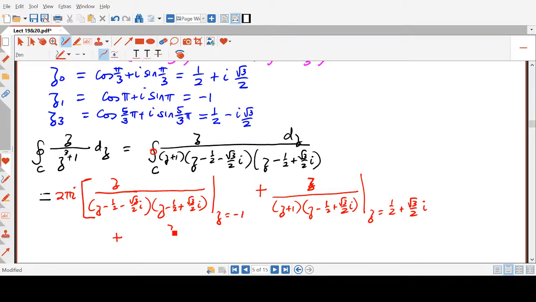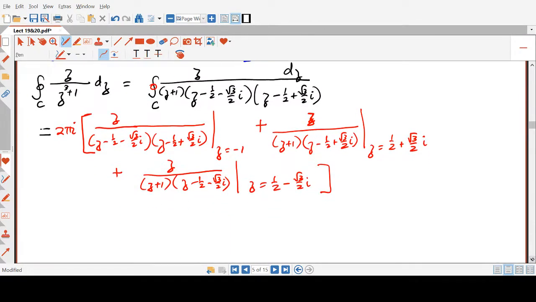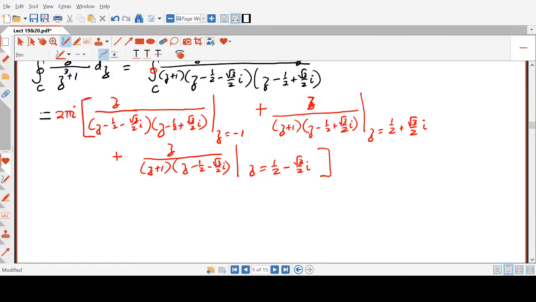Lastly, I want to deal with this guy here. I block this guy, and what's left is z over that. That becomes the last f of z. It becomes z over (z plus 1)(z minus half minus root 3 over 2i), and I must substitute z equals half minus root 3 over 2i. Messy, messy, but I don't expect you to complete this right to the end, but I do expect you to put the substitution in and stop.